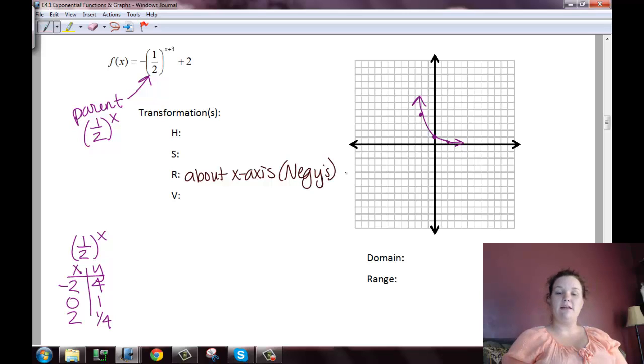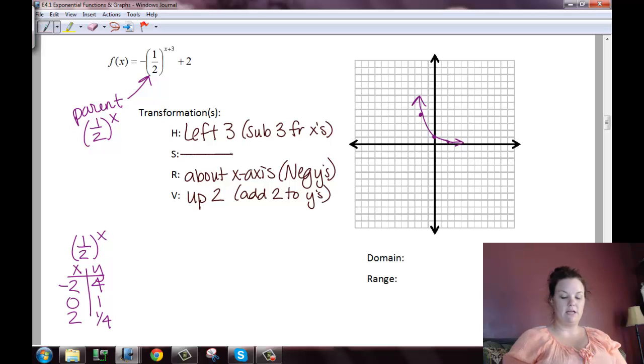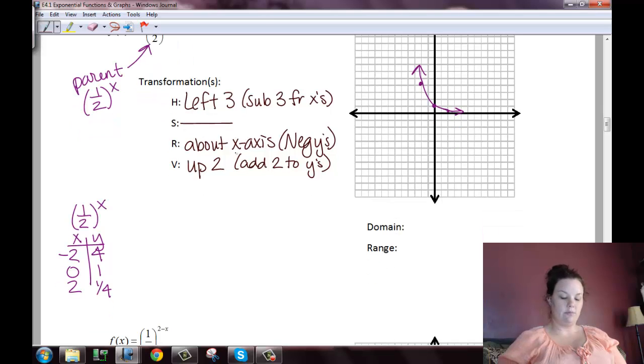I have a plus 3 in the exponent, which is a horizontal shift. Plus 3 actually tells me to go left 3, which means I need to subtract 3 from my x's. And then my plus 2 outside of my function tells me that I'm going up 2. I'm going to add 2 to the y's. Okay, I have no multiplication, so there's no stretching and compressing. Let's go ahead and create the tables.